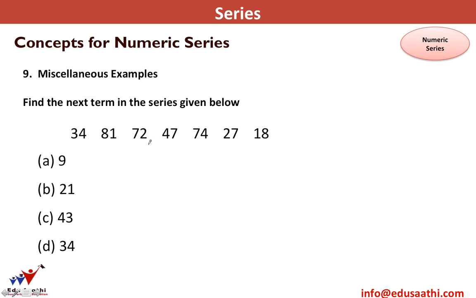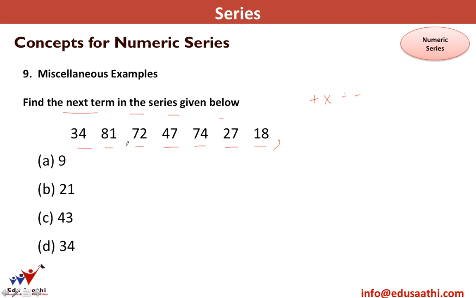We have another miscellaneous example. Find the next term in the series given below. I have 34, 81, 72, 47, 74, 27 and 18. This is a fluctuating series. So definitely I cannot apply the pyramid rule or a combination of plus, multiply, divide and subtraction. There has to be some other logic.